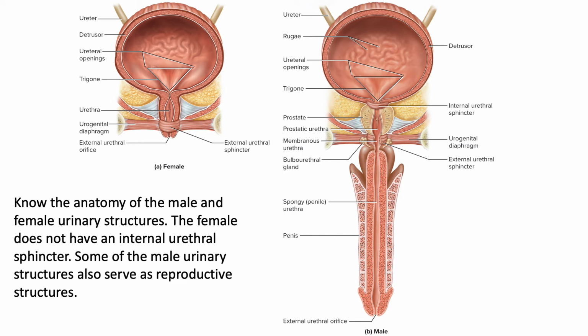Structures again to know: the trigone is the triangular area between the openings of the ureters into the bladder, as well as the opening of the urethra out of the bladder. That triangular area stretches much less than the rest of the urinary bladder.